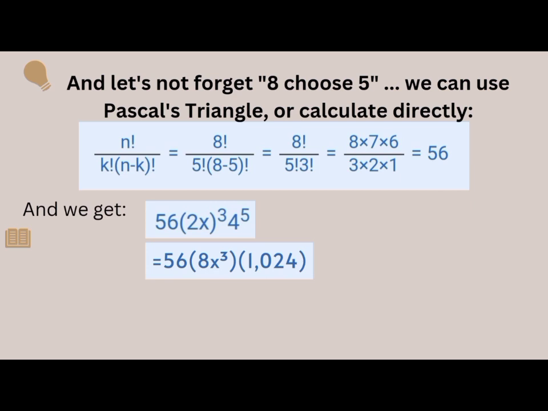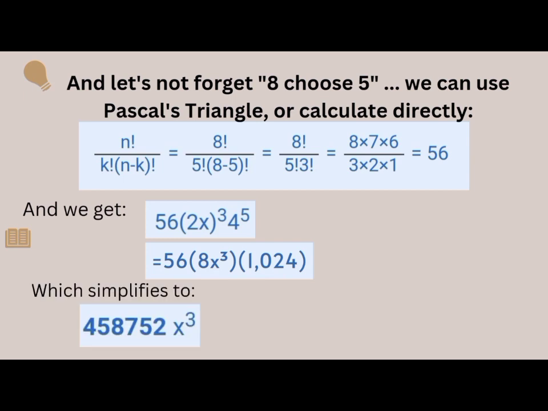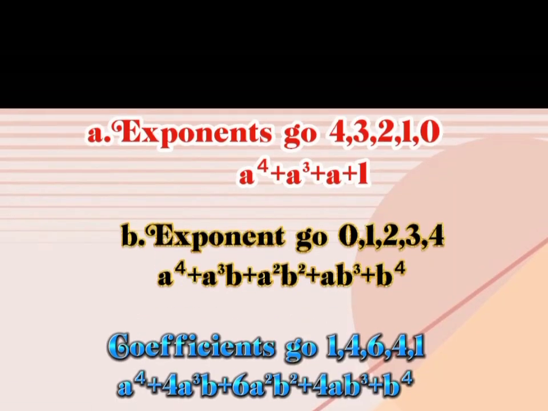Then, let's multiply 56 times 8x^3 times 1024, and it equals 458,752x cubed. The coefficient for x cubed in (2x + 4)^8 is 458,752.